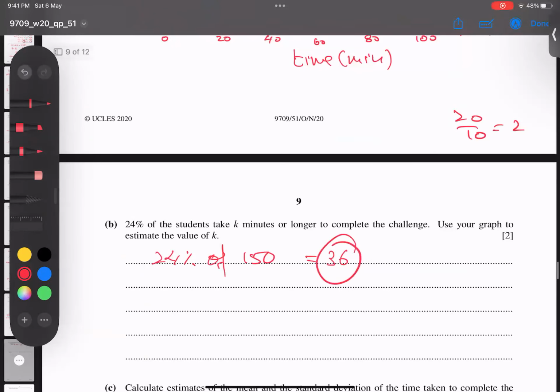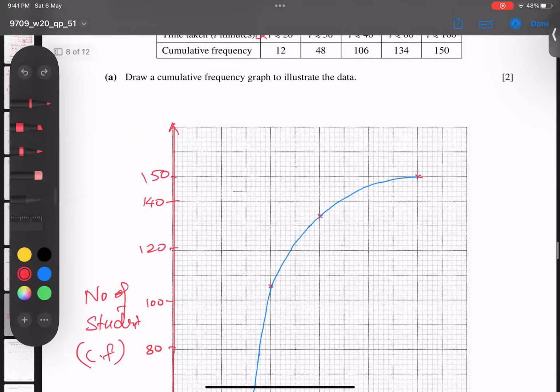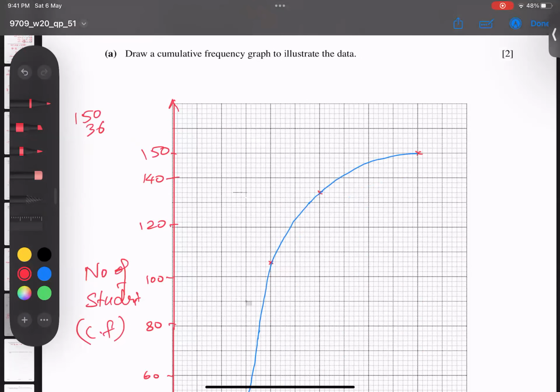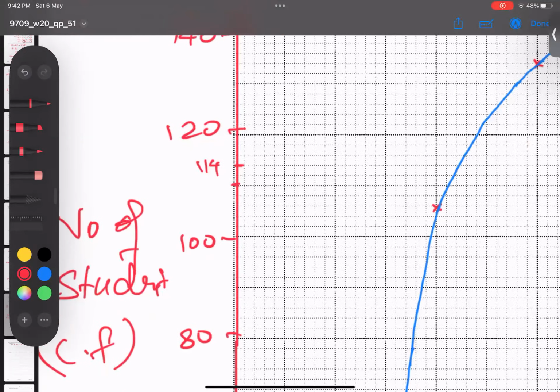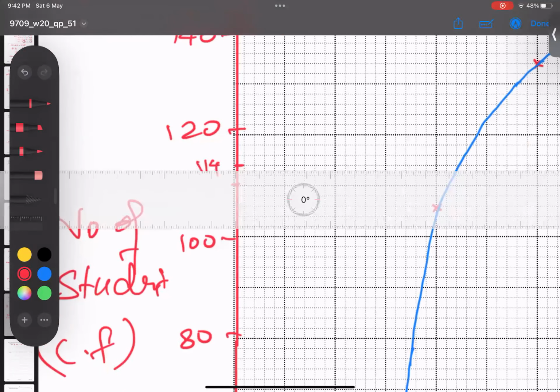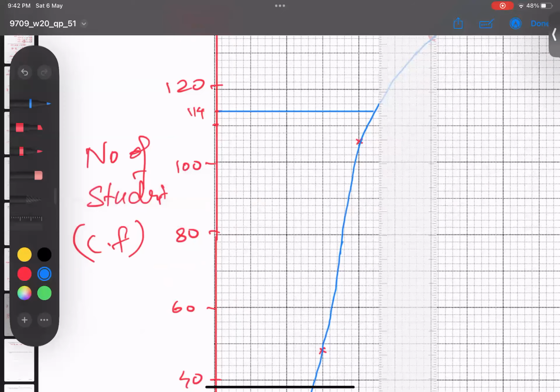So that is why I will take 24. What number did I get? 36. So from the top 36, from 150 subtract 36. It comes to 114. So I'm looking for 114 students here. I will take a scale and reach the line. And where I reach the line, students, I will go down.